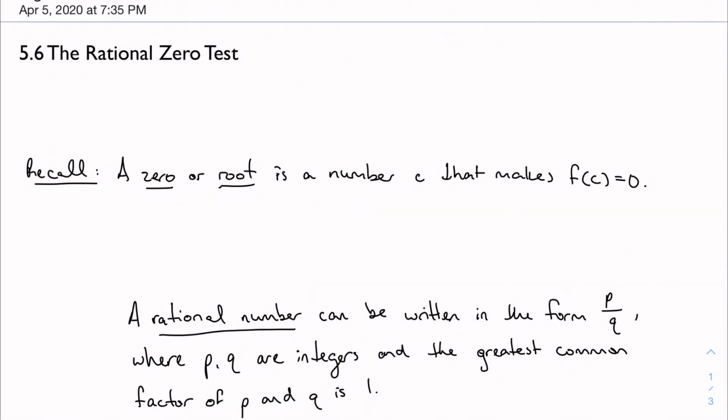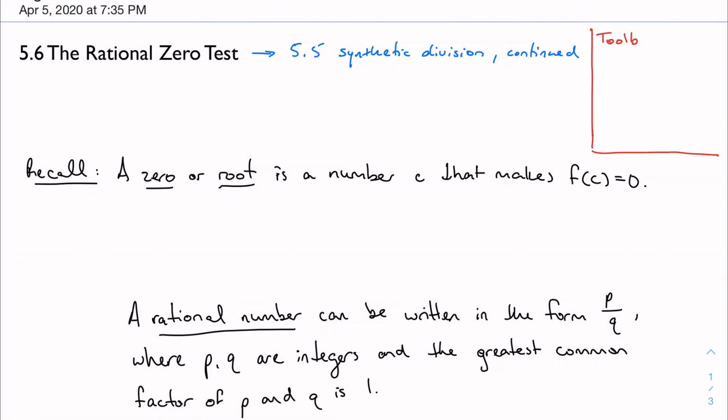So in 5.6, we're talking about the rational zero test. And in a lot of ways, this is just a continuation of everything we talked about in 5.5 with synthetic division, and kind of just adding a step to it. So in a lot of ways, this is just 5.5 all over again. And we're kind of adding to what we start to call a mathematical toolbox of sorts.